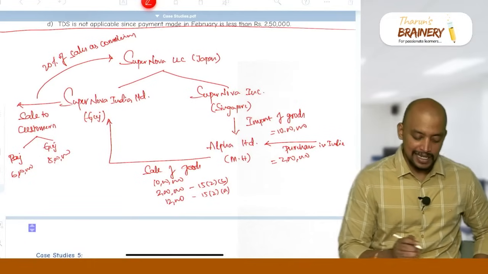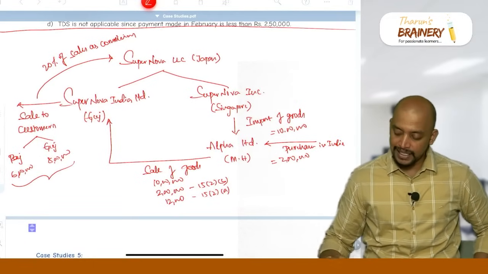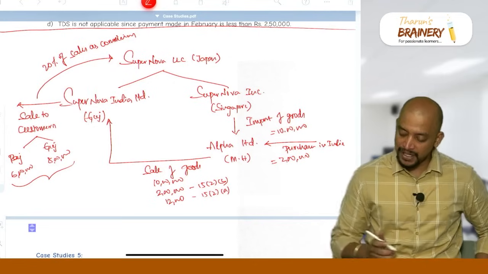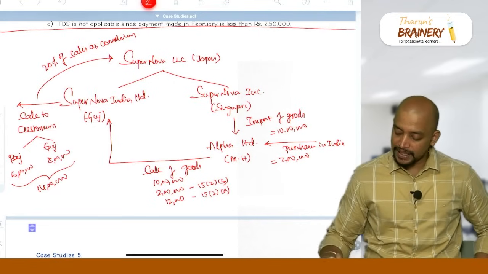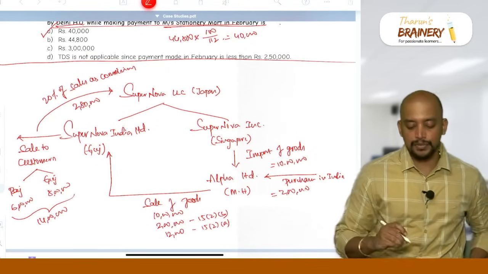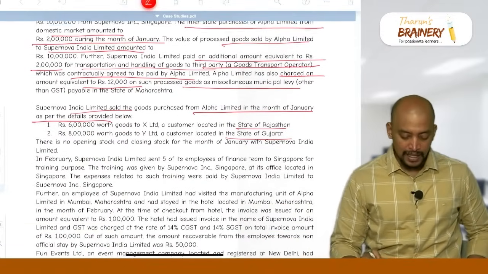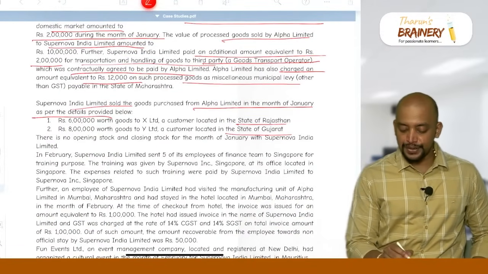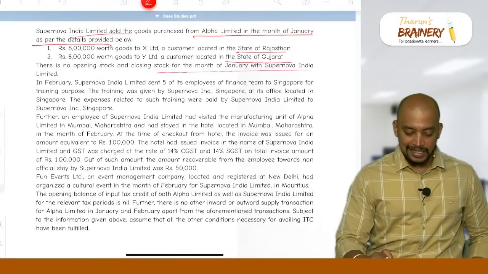As they are making sales, how much is the sales made by Supernova India to customers? 6 lakhs plus 8 lakhs, which means 14 lakhs, and out of this 14 lakhs, 20%, which is 2,80,000, is paid as commission to Supernova LLC Japan. Now there is no opening stock and closing stock for the month of January. So now there are some other transactions.